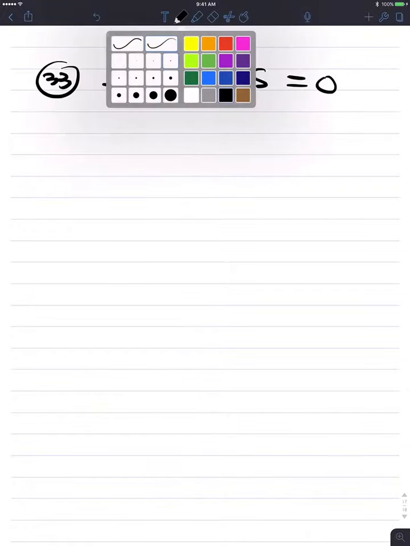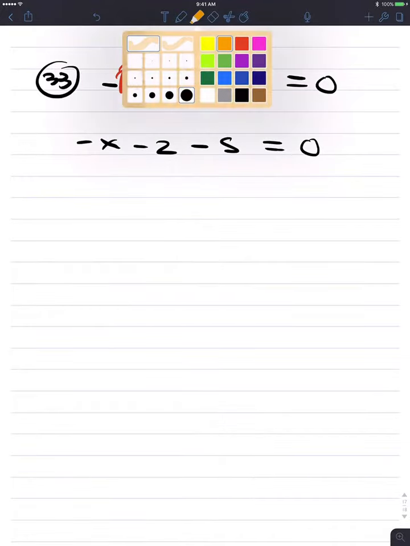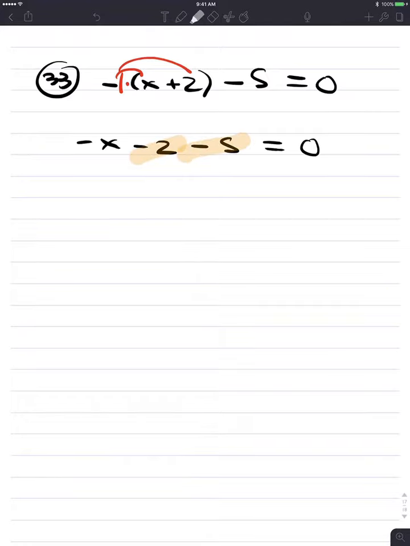Number 33: negative, parentheses x plus 2, minus 5 is 0. We're going to have to get rid of our parentheses by the distributive property. Don't forget you're looking at negative 1 times x, which gives you negative x minus 2. Don't forget we had a negative 5 there already. We're now going to have to combine our like terms.